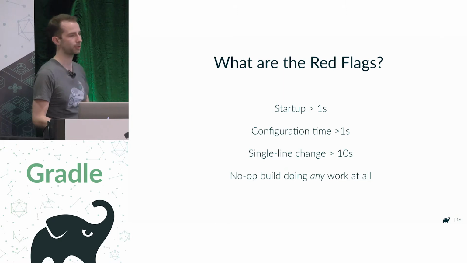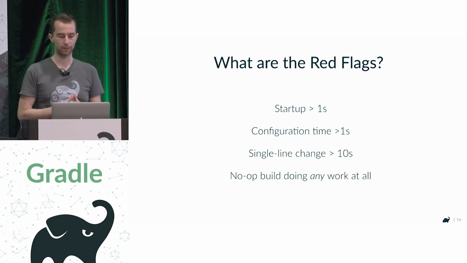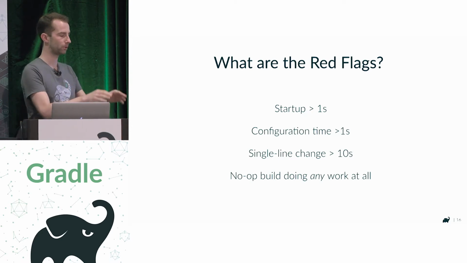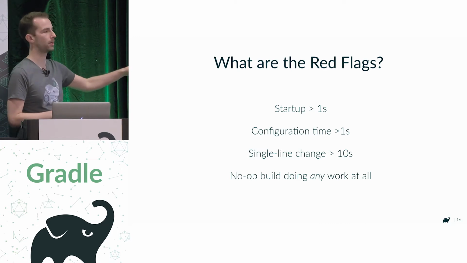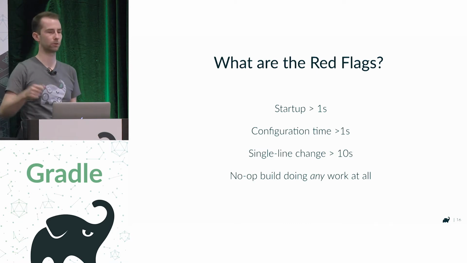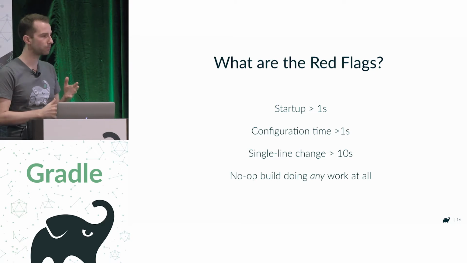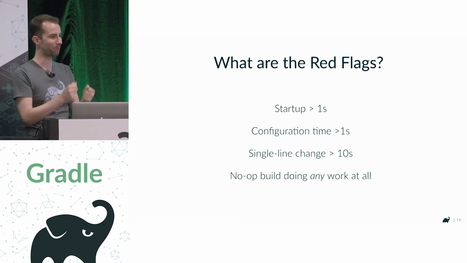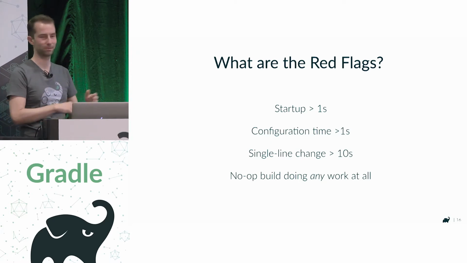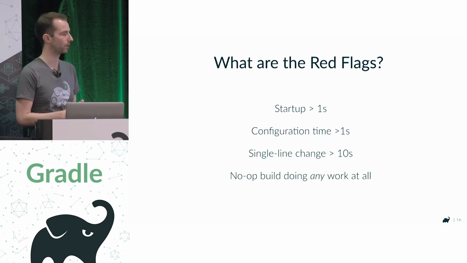A single line change taking more than 10 seconds is kind of a red flag. It basically means one of your developers does a single line change, clicks run, and has enough time to get distracted. Like 10 seconds is kind of the threshold where people start going on Twitter or checking email, etc. Below 10 seconds, it's kind of acceptable. You'll still stay focused and kind of be excited and follow along on the progress of your build, but beyond 10 seconds, you've lost your developers. So really try to stay below that.